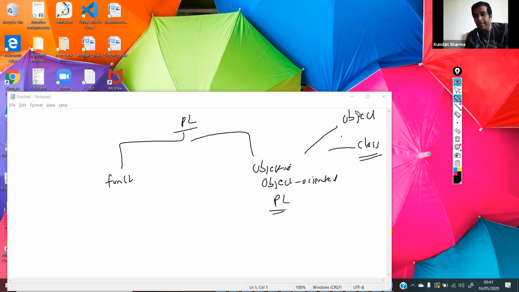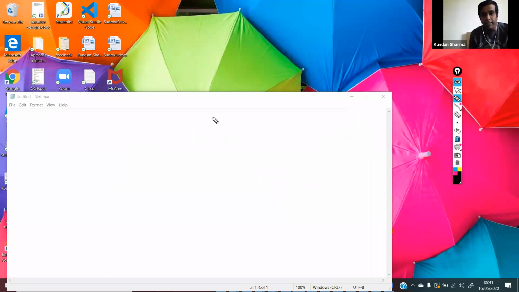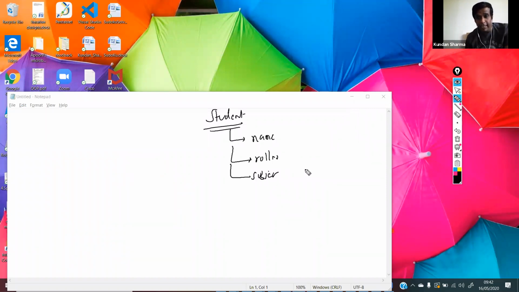Yes. Now, I will just try to explain. If I say student, student will have certain characteristics, certain attributes. How will you describe a student? Student will have a name. Student will have a roll number. Student will have a subject. So in any object, these are called name, roll number, and subject. These are called attributes or characteristics.